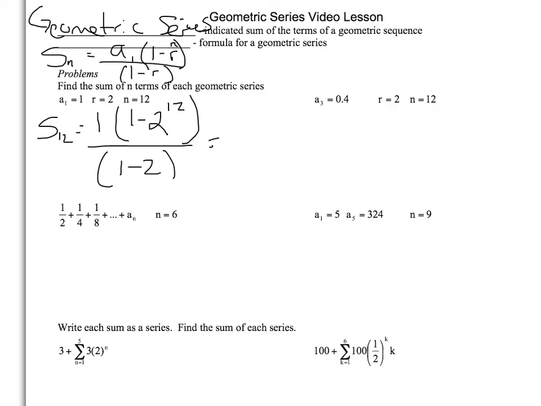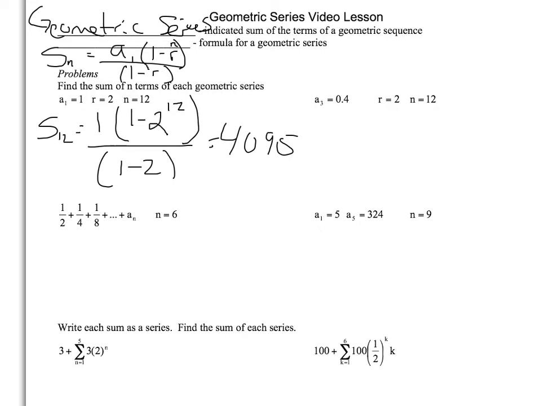When you're typing, please type very, very carefully in your calculator. When you type it in, you get 4,095. You will probably be better if you type the 2 to the 12th power first in your calculator. Do 1 minus that, times 1, divided by -1. Let's look at the next one here.